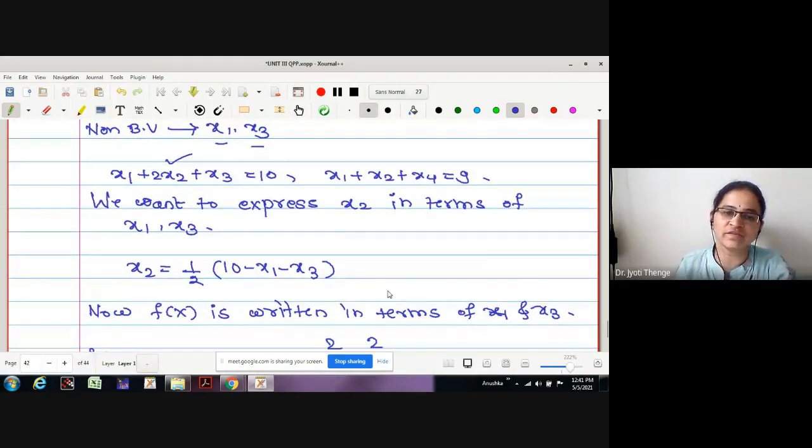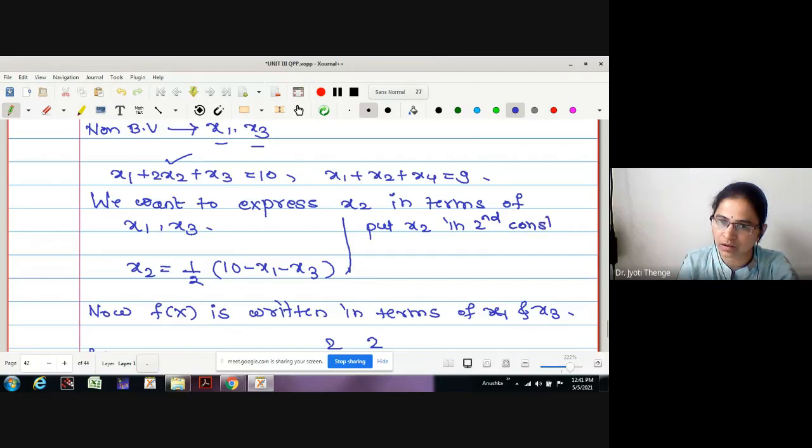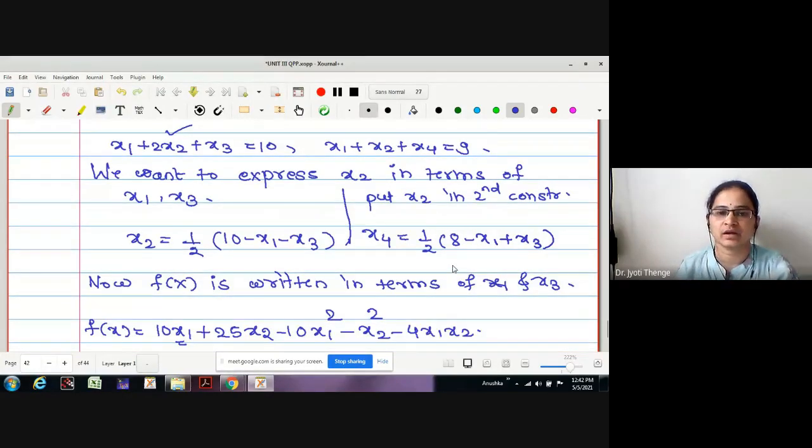Okay, we have to find out the value of x4 also. How to find out the value of x4? Why is x4 essential? While finding the value of x2, without making a present basic variable negative. Now what one has to do, we will put the value of x2 in the second constraint, and to simplify, we will get the value of x4 as 1 by 2 of 8 minus x1 plus x3. This is essential to find out the value of the variables x1 and x3.